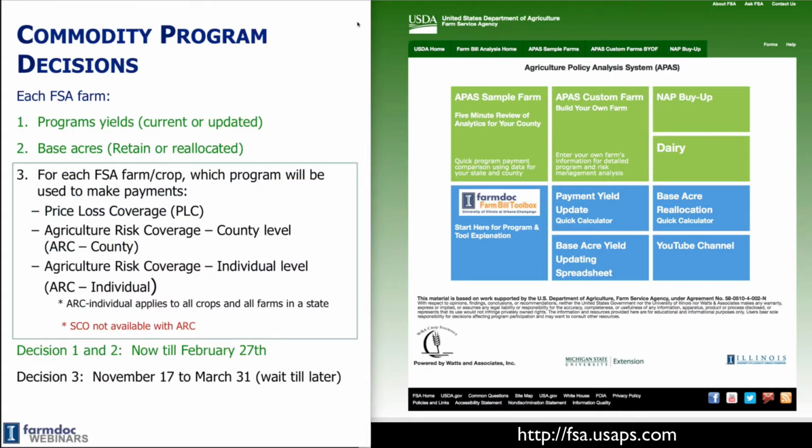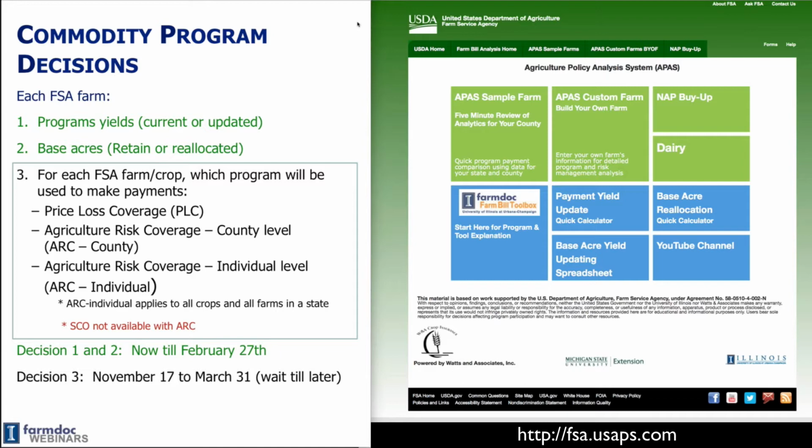The 3 decisions you will be making for each FSA farm. Here are 3 sets of decisions. Program yields, and we're going to just hit these decisions up front here, and then we'll go through each one of those decisions in greater detail. Program yields: there's a set of current yields on that farm, likely set in the 1980s or maybe in 2002. You can keep those or update those to 90% of the average of yields from 2008 through 12.